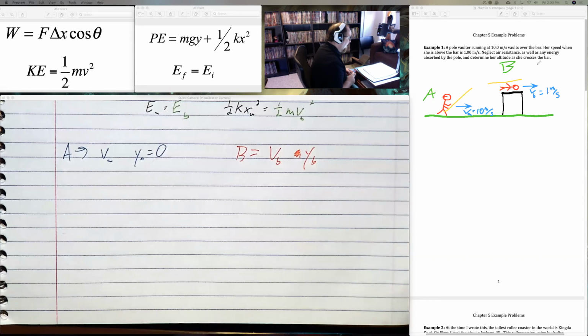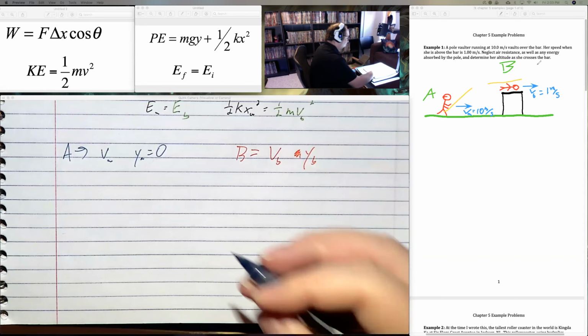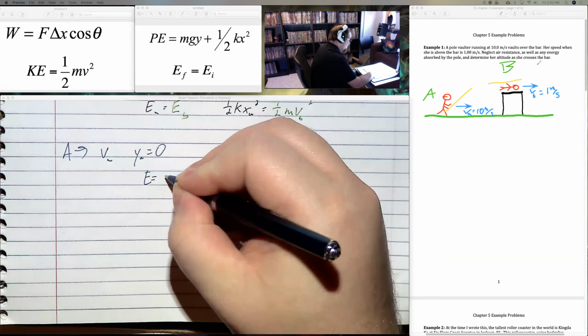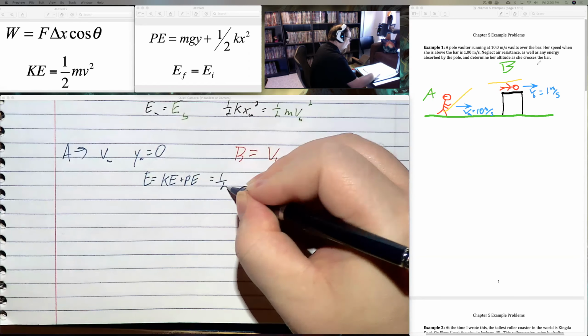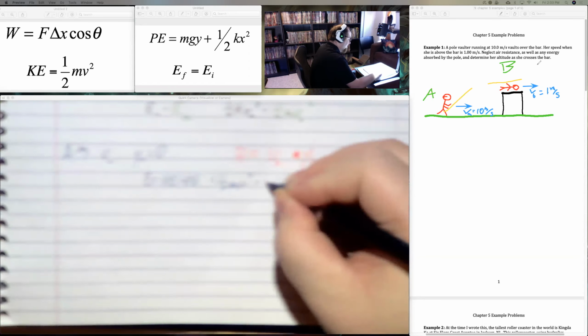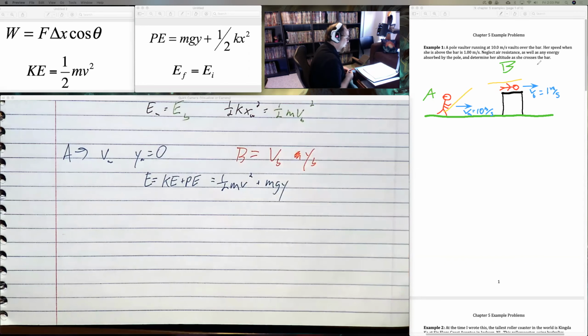And at all points, I can solve for the energy. And that's simply how you do conservation of energy problems. You're going to write an equation for the energy at all points. Well, energy is the sum of kinetic energy plus potential energy, or 1/2 mv squared plus mgy plus 1/2 kx squared. The thing is that 1/2 kx squared only comes up if there's a spring. And there's no spring here, so I'm not going to include it.